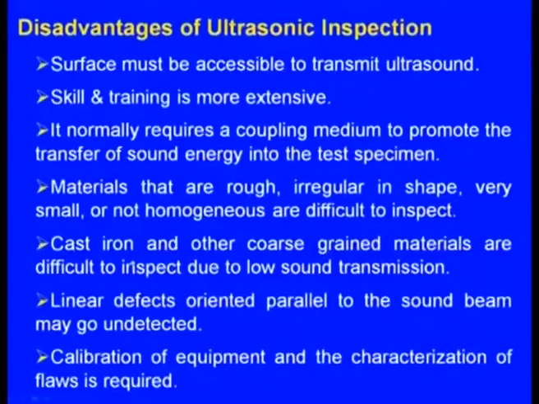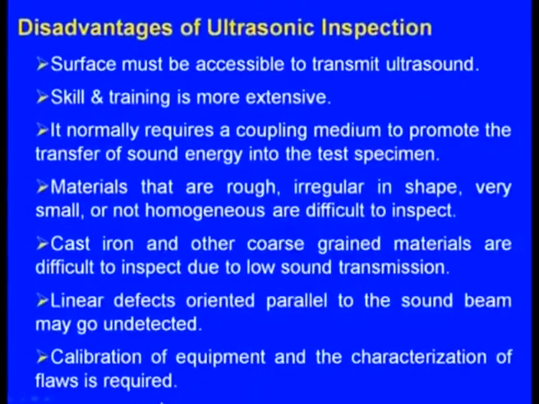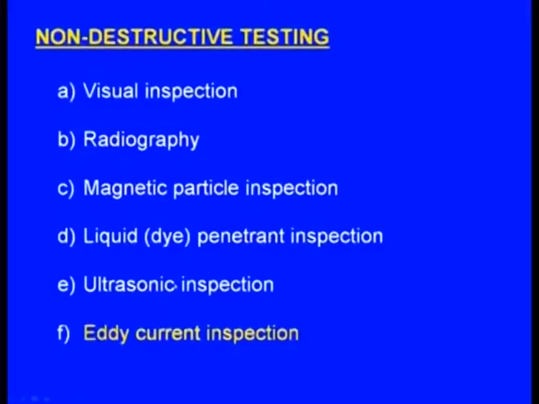Next one, cast iron and other coarse grained materials are difficult to inspect due to low sound transmission. Next one, linear defects oriented parallel to the sound beam may go undetected. Calibration of equipment and the characterization of flaws is required. Initially the equipment has to be calibrated, otherwise it is very difficult to discriminate or to assess the flaws. So, now let us come to the last one, that is the eddy current inspection.